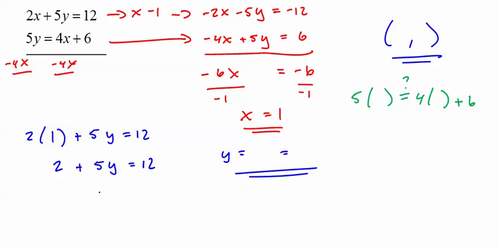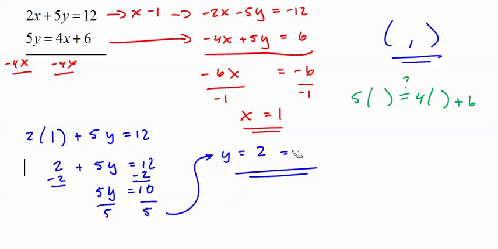2 plus 5y equals 12. 5y equals 10. I'm in a bit of a rush, but I'll try not to go too fast. y equals 2. So there's our answer, 1 comma 2. By the way, this is a pretty good example why you should be checking things. 5 times 1 equals 4 times 2 plus 6, which does not actually work. Because I got them backwards. 5 times 2, 4 times 1.